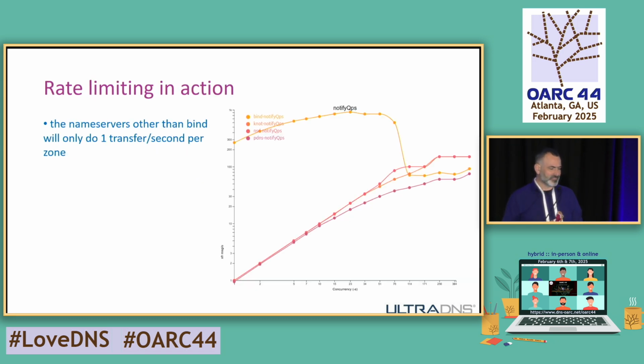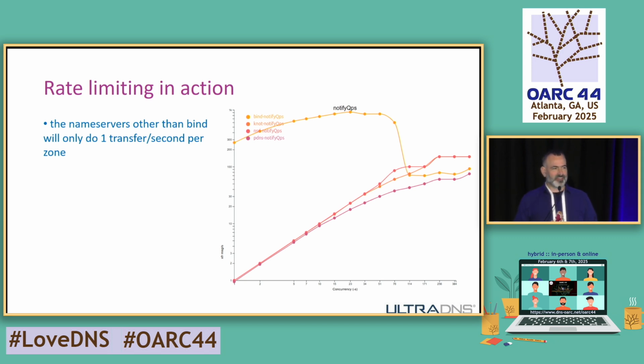This is an interesting slide. Across the bottom, again, is the concurrency. The y-axis is the number of transfers per second. And there's an interesting behavior here because 3 out of 4 of the name servers, you see that diagonal line, they're matching the number of queries to the concurrency. So what's actually happening is different behavior in different name servers.